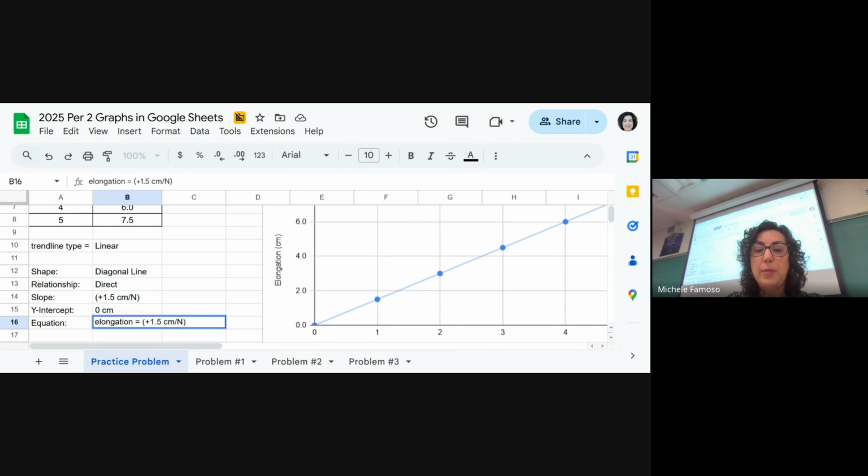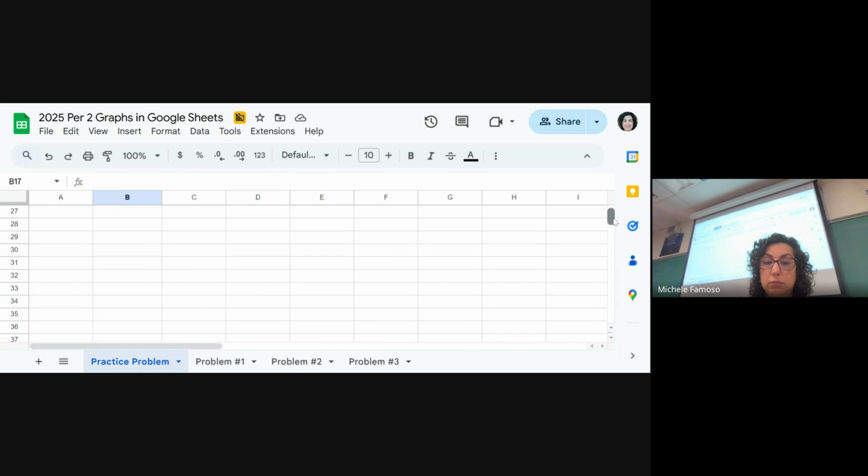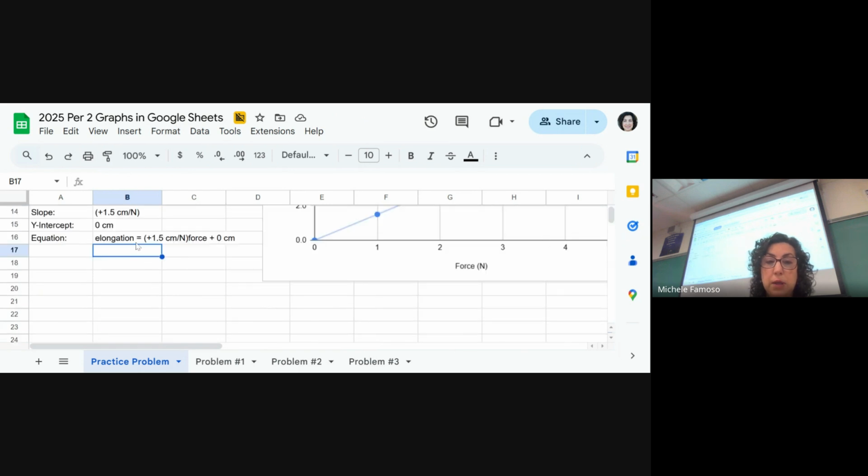times the x variable. What's on the x variable of your graph? Force. So let's put the word force. You don't have to put a times sign. You can just put the word force right after the parenthesis, plus your y-intercept, which was 0 cm. Enter. And then it just saved it for you. Okay. Is everybody okay with that? Okay. Let's now go to problem 1 then.